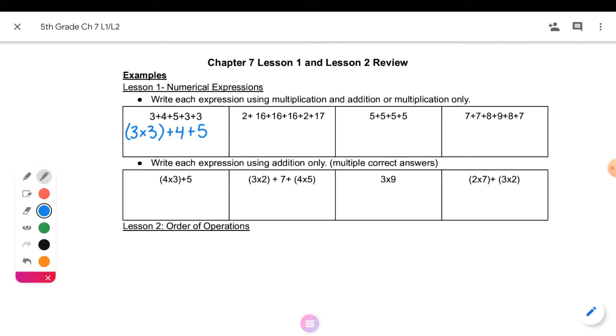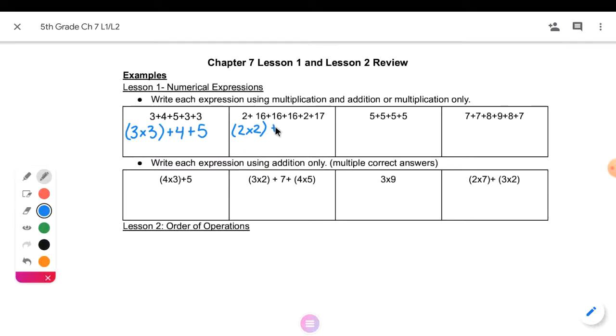Next one. Jackson, help me out. What do you want to do first? 16 times, 2 times 2. Okay, you want to change the 2's into 2 times 2. And that's one problem that it doesn't get any shorter. 2 plus 2, 2 times 2, same answer, but that's what they're wanting us to do here.